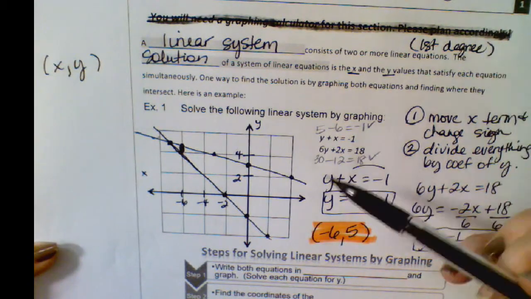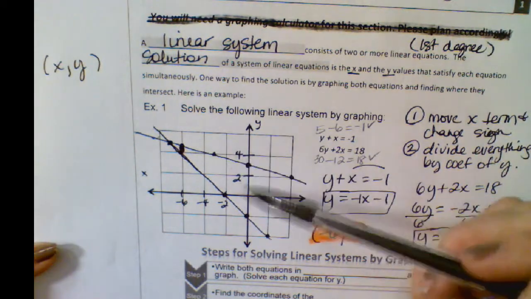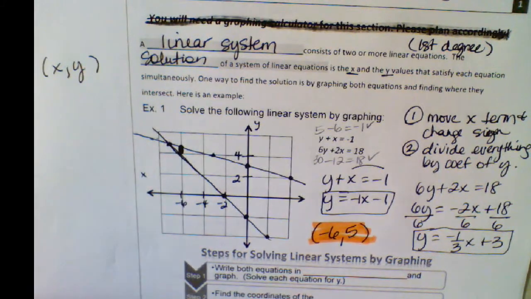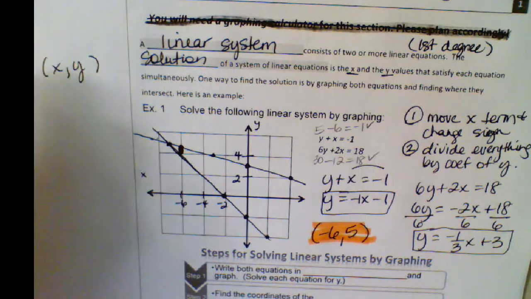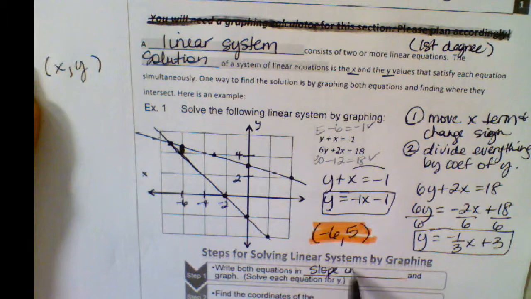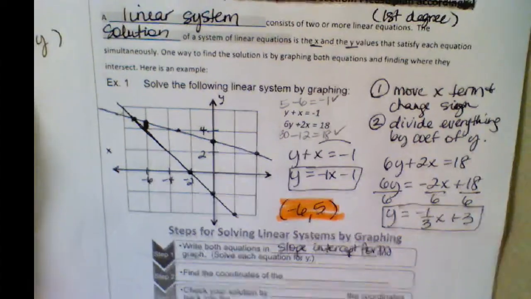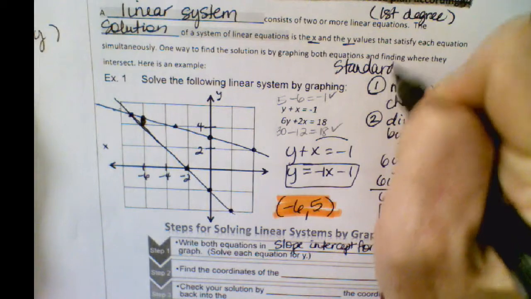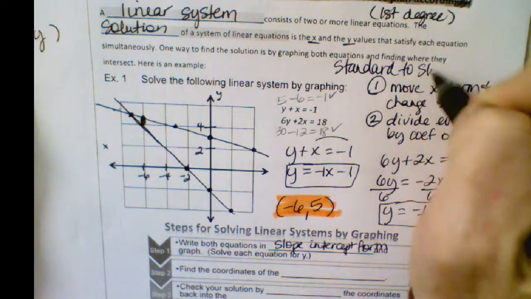I will tell you that graphing, for obvious reasons, is not the most accurate way of finding your solution to a system, but it is a useful way sometimes. Okay, so your steps are you're going to write both equations in slope-intercept form. And there are your two steps for doing that. Standard form to slope-intercept form.